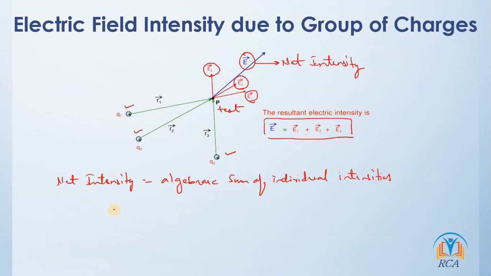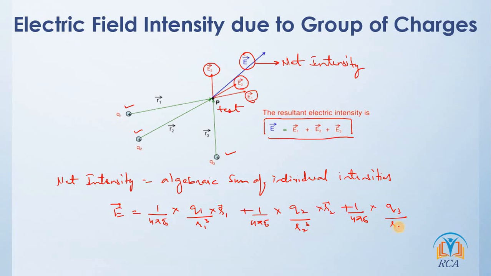That means we can pretty much write this as E. If E is the net field, then that will be equal to what? E1 will be equal to 1 upon 4 pi epsilon naught into Q1 upon R1 squared multiplied with R1 unit vector, or we can just write it as R1 vector. Similarly, plus 1 upon 4 pi epsilon naught into Q2 upon R2 squared into R2 vector, and plus 1 upon 4 pi epsilon naught into Q3 upon R3 squared into R3 vector.